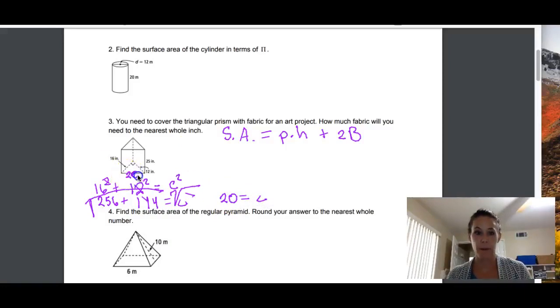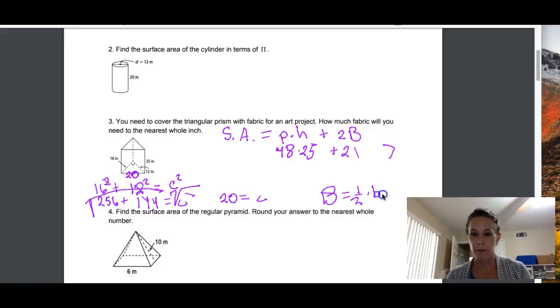Now I can find the perimeter of the base. So I'm going to go 20 plus 12 plus 16. That is going to be the perimeter of my base, which is going to be 48. And then I multiply that by the height of the prism, 25. And then I want to add plus 2 times the area of the base. Well, the base is a triangle, and the area of a triangle is 1/2 times the base times the height.